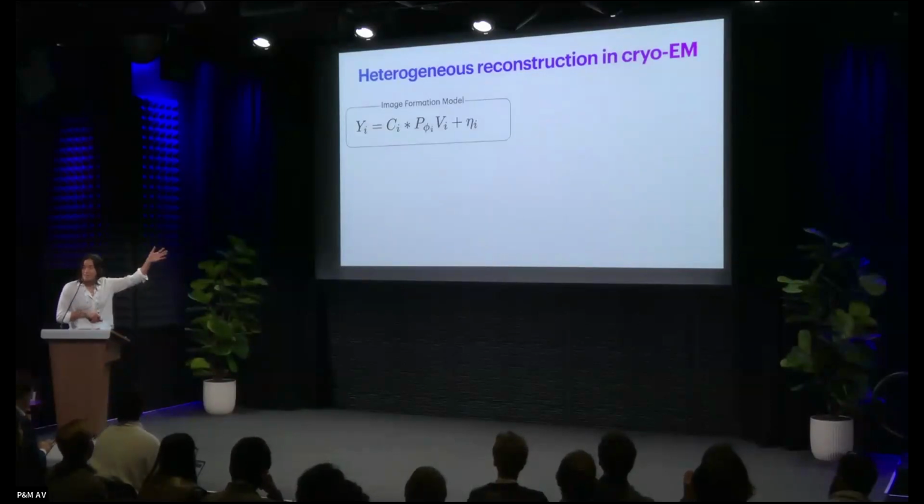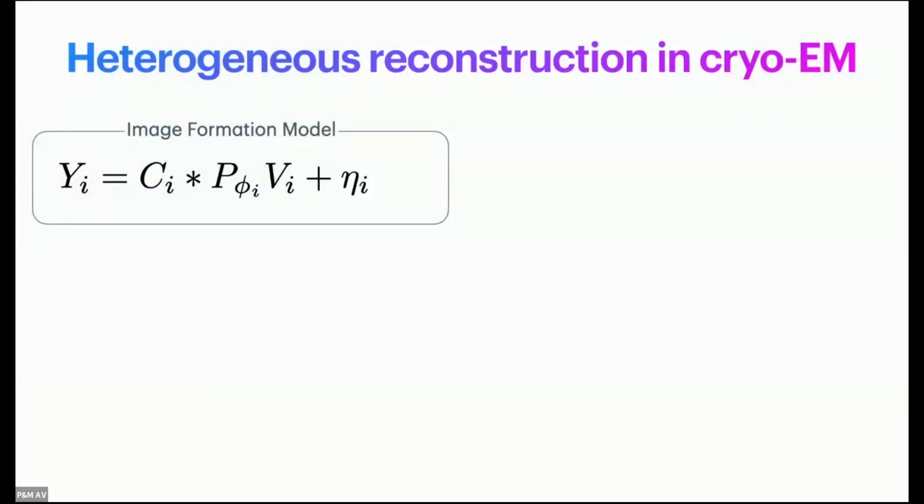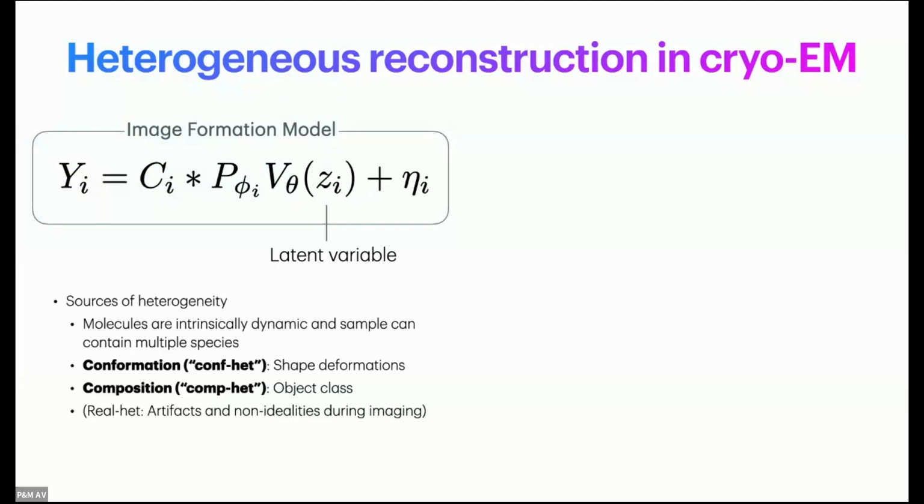Okay, so this is the image formation model that I just talked about. For heterogeneous reconstruction, we extend this with an additional latent variable. So instead of a single volume, now we parameterize some class of functions that describe a set of volumes. One thing to keep in mind is what the sources of heterogeneity are that we might see in the images. These molecules are intrinsically dynamic. We want to understand their dynamics to understand their function.